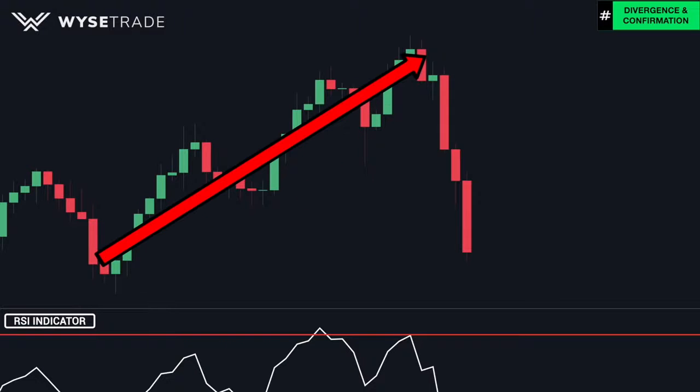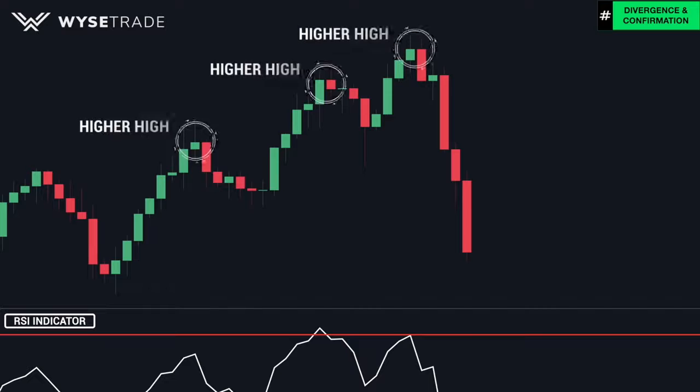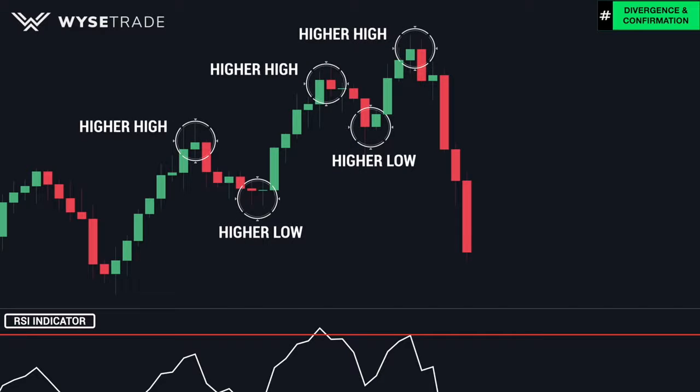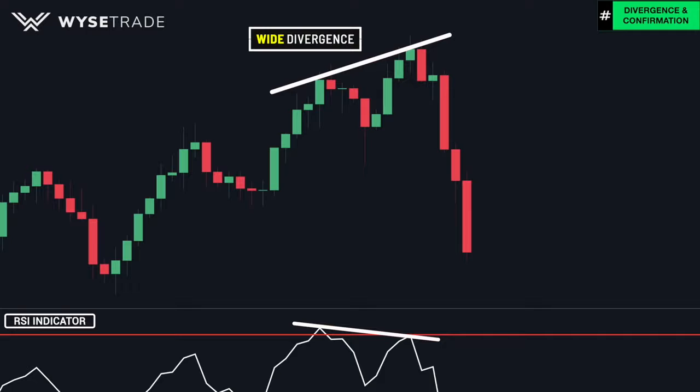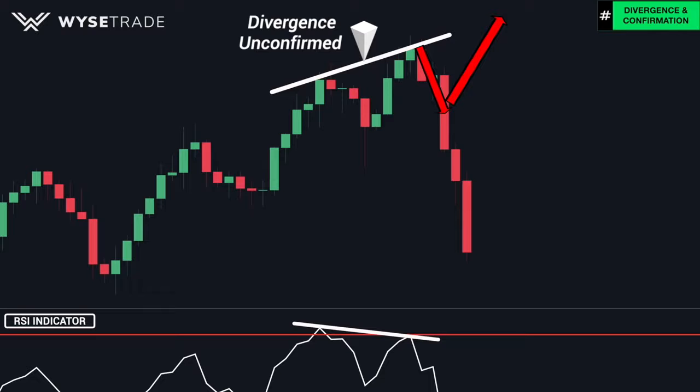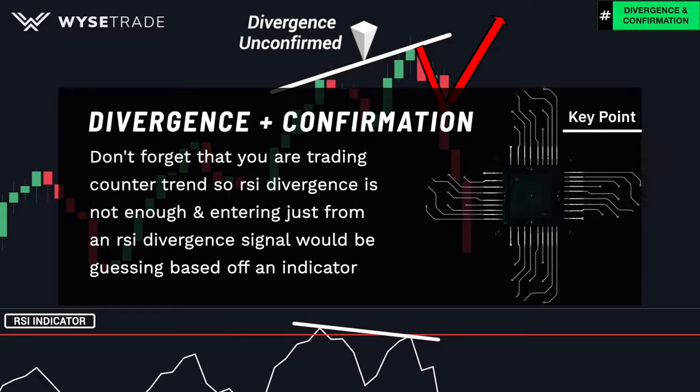This is a clear moving uptrend as price is making higher highs and higher lows. Run, pull back, run, pull back, run. You then spot this clear wide divergence formation. Now this is what we call divergence unconfirmed because it can start as a divergence, pull back slightly, and then still continue on. And then you would have been faked out and took a loss. Don't forget that you are trading counter trend.